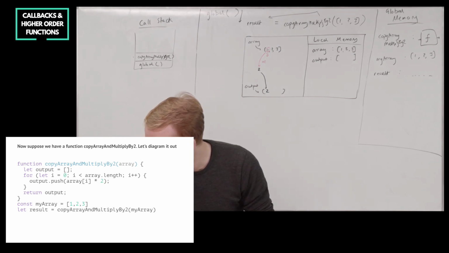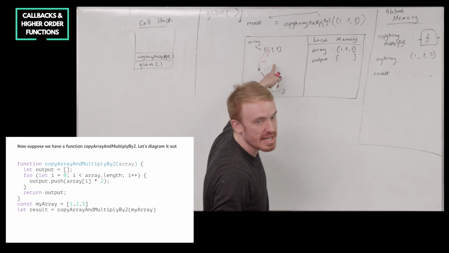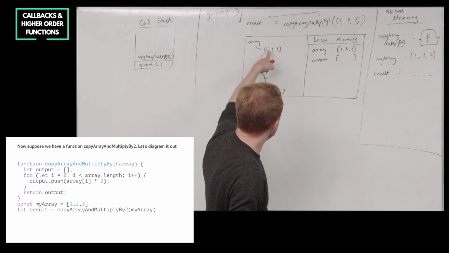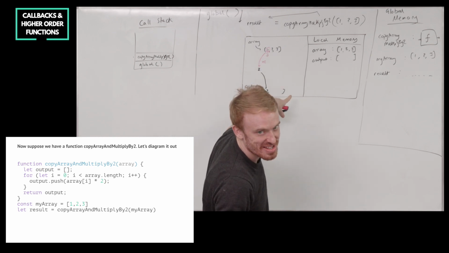Array position 0 is the number 1 because it's from my array, which is passed in and filled in. Array index 0, array sub 0, is always saying the same thing. We grab that 1, multiply it by 2, we get 2, and we push it to output.